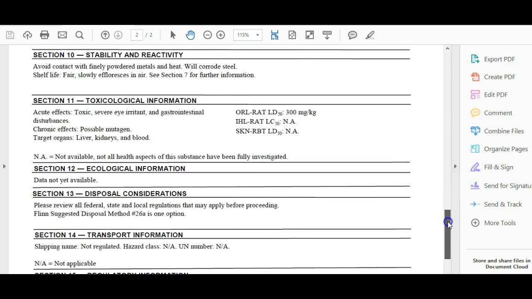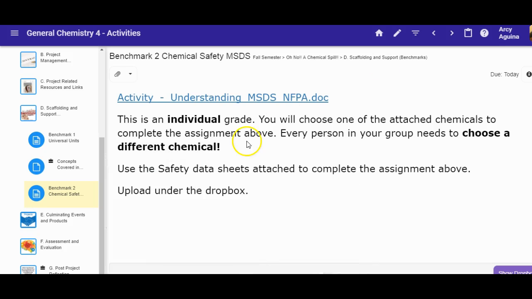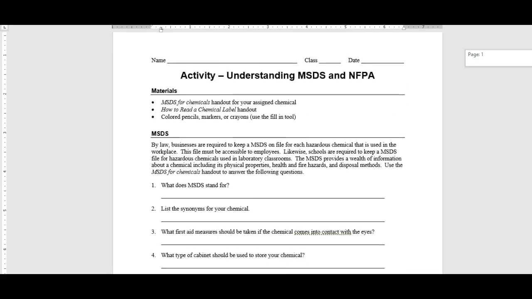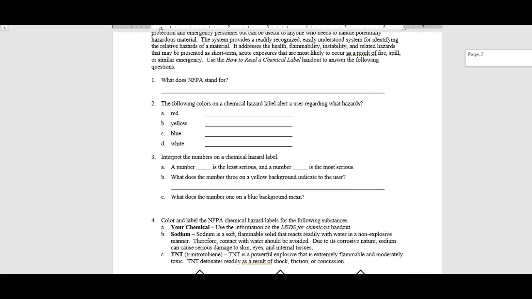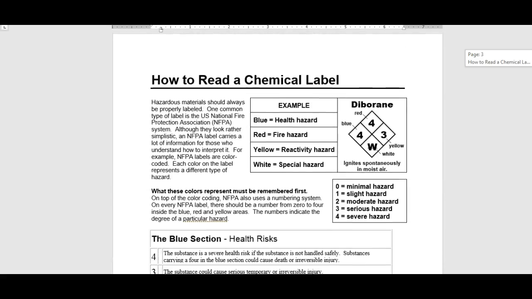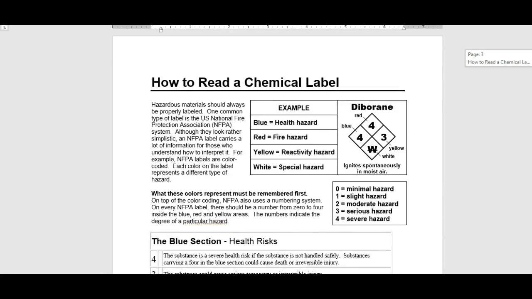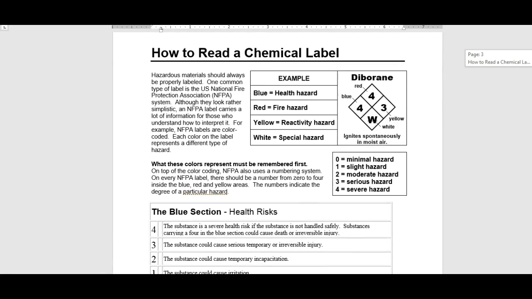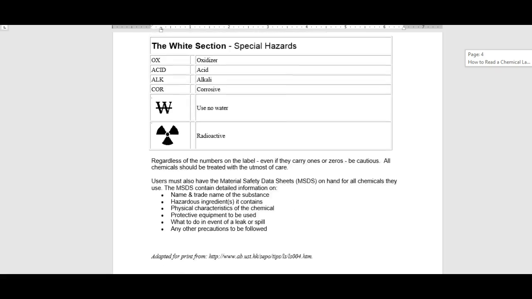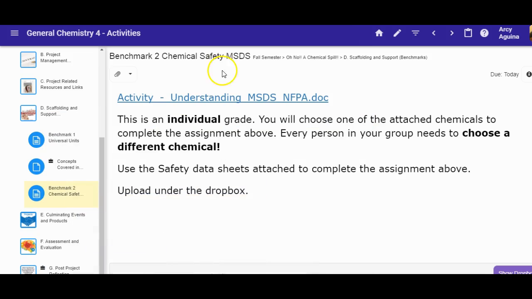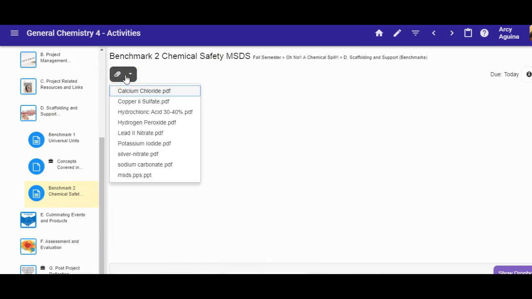So you're going to look through the safety data sheet and answer the questions on this one. Some of it asks you for specific colors and stuff like that. If you scroll down, the first 2 pages are your assignment. The last 2 pages are to help you answer the first 2 pages. So it tells you what the colors mean and stuff like that. So you need to utilize these last 2 pages and the safety data sheet that you assigned yourself from the little paperclip to complete that assignment. So hopefully that helped. If you have any questions, come in for tutoring or send me an email.